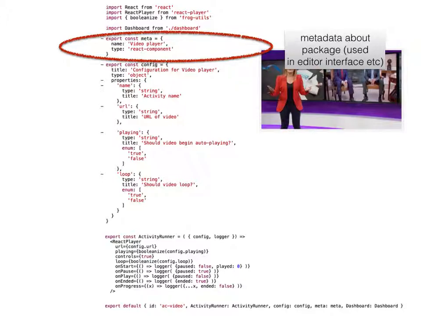So you have some metadata, and this is what makes it show up in the list. If you add this package, how does it know it's a video player? Because it says there, and so when you see here are the activities available to you in the editor, say video player. That's where it comes from.